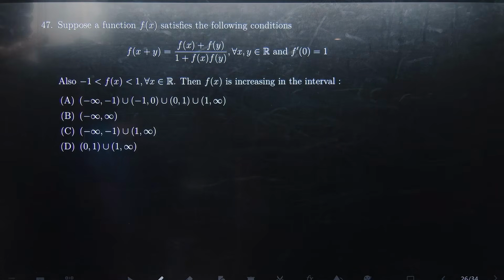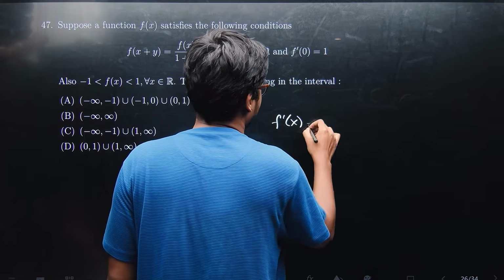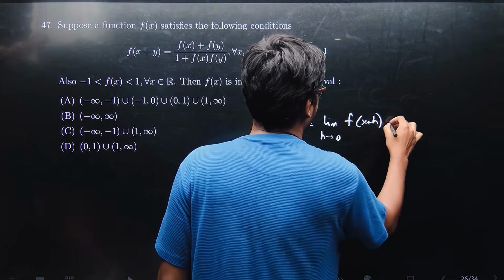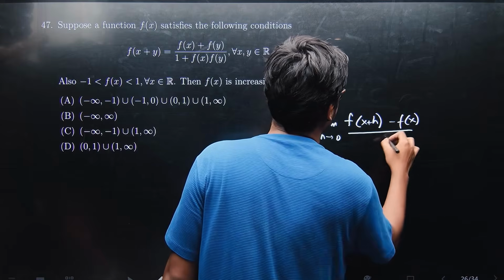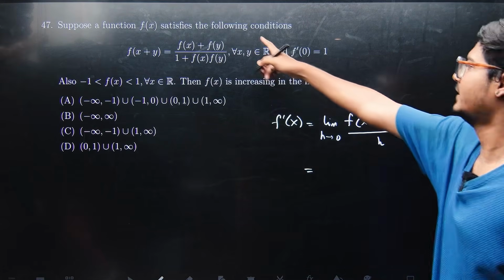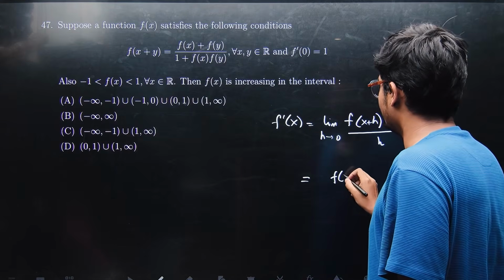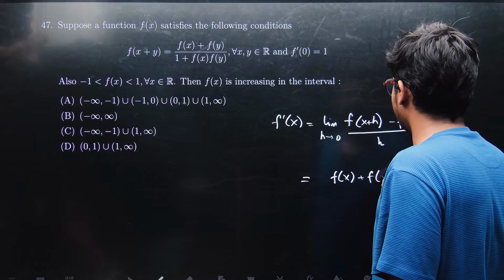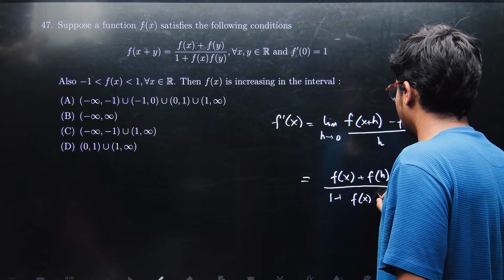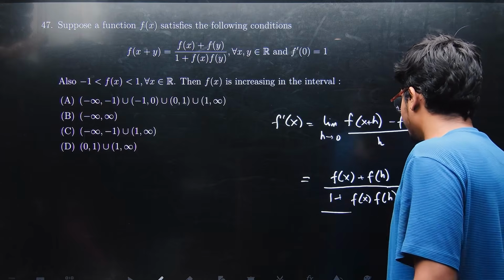So for this, if I go by the definition of f', what is f'(x)? It is the limit as h goes to 0 of (f(x + h) - f(x)) divided by h, right? Now from here, this can be written as what? x + h is nothing but this quantity. So I'll ignore the limit for the time being. It's going to be f(x + h) which is (f(x) + f(h)) divided by (1 + f(x)f(h)), minus f(x), divided by h, right?